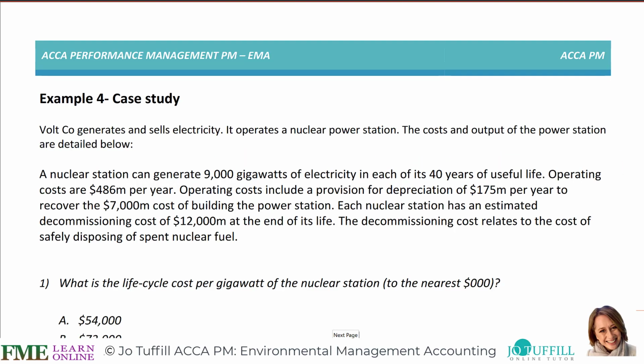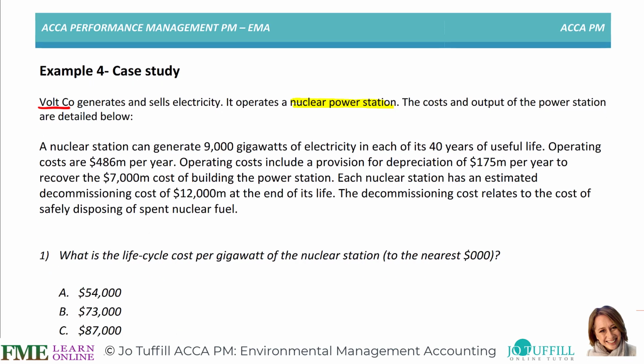This example is a case study example, and it combines life cycle costing with EMA. So Volt Company generates and sells electricity. It operates a nuclear power station, and the costs and output of the power station are detailed below.